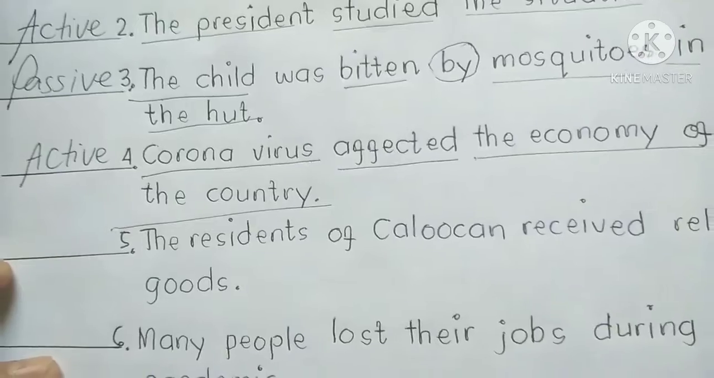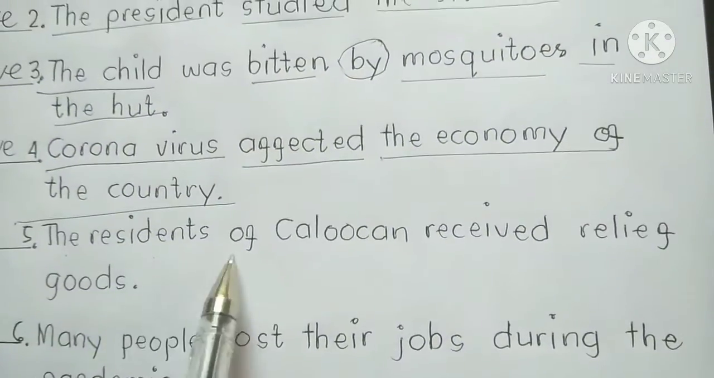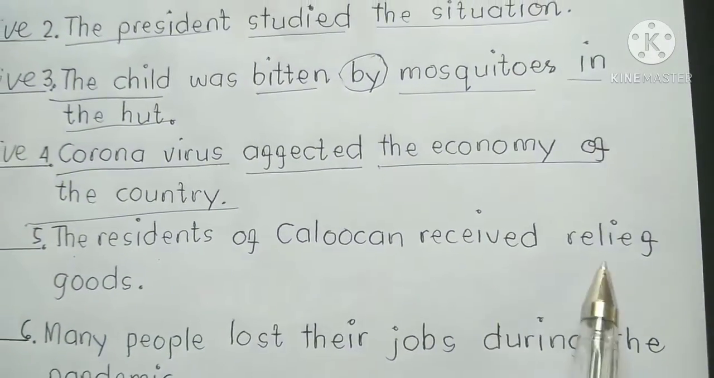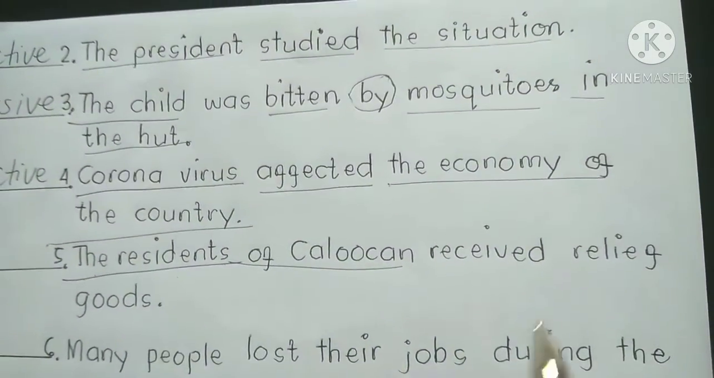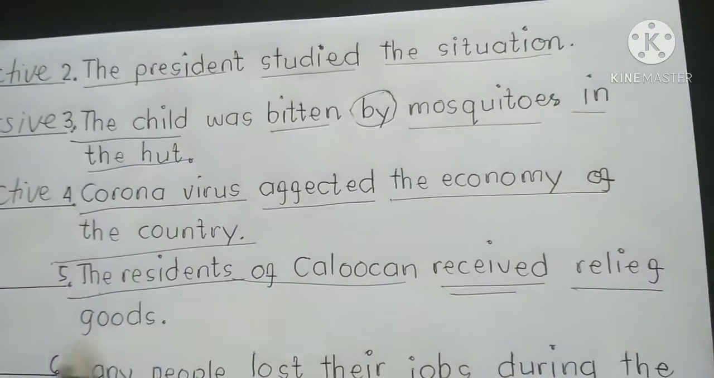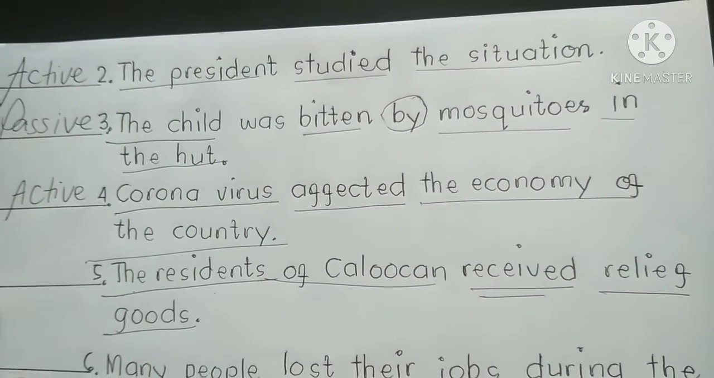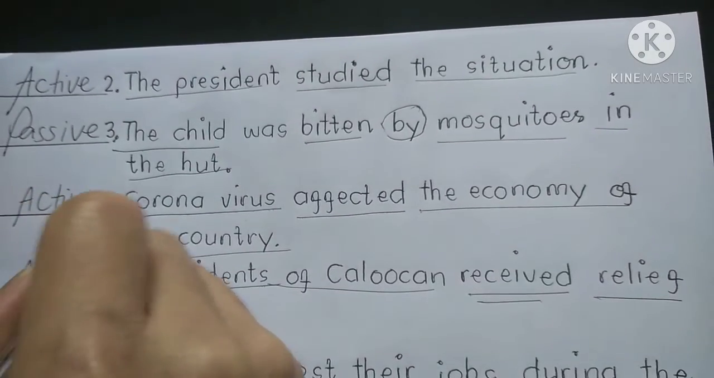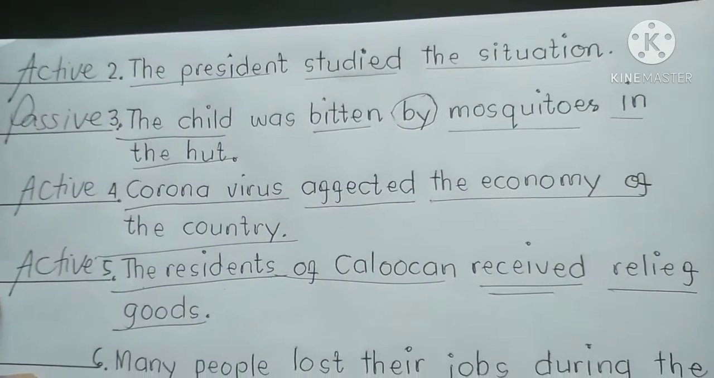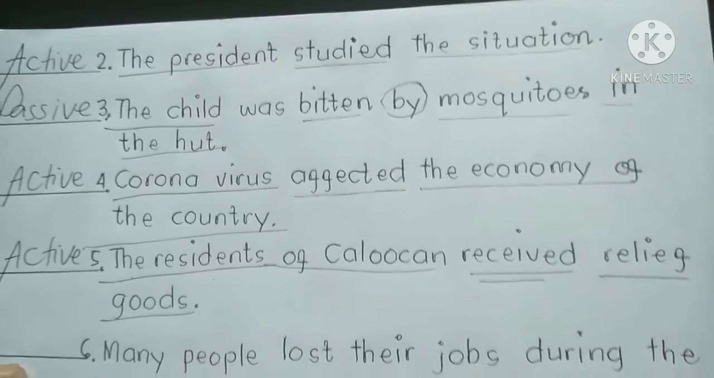Let's proceed to number 5. The residents of Caloocan received relief goods. Wow, it's so nice. So the residents of Caloocan is the subject, received is our verb, relief goods is our predicate. So subject, verb, and predicate. This is active. It's easy, guys, to distinguish active and passive.